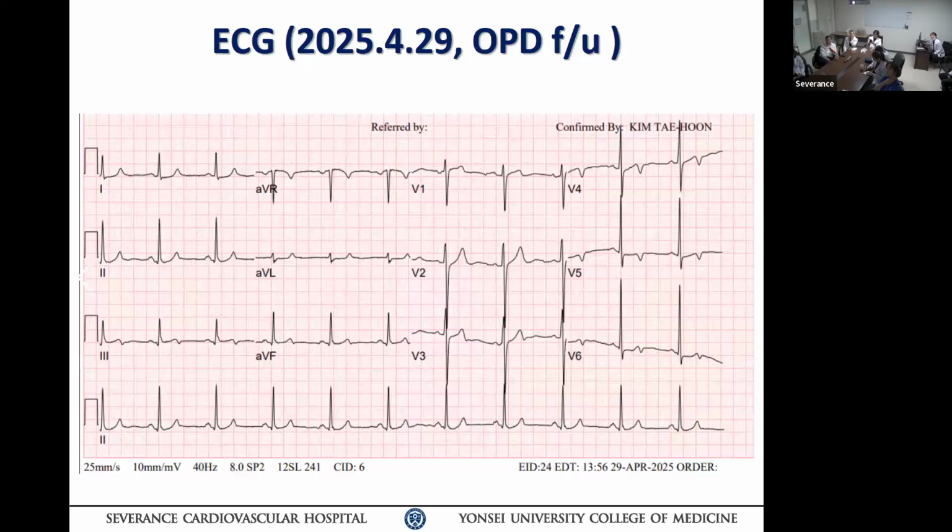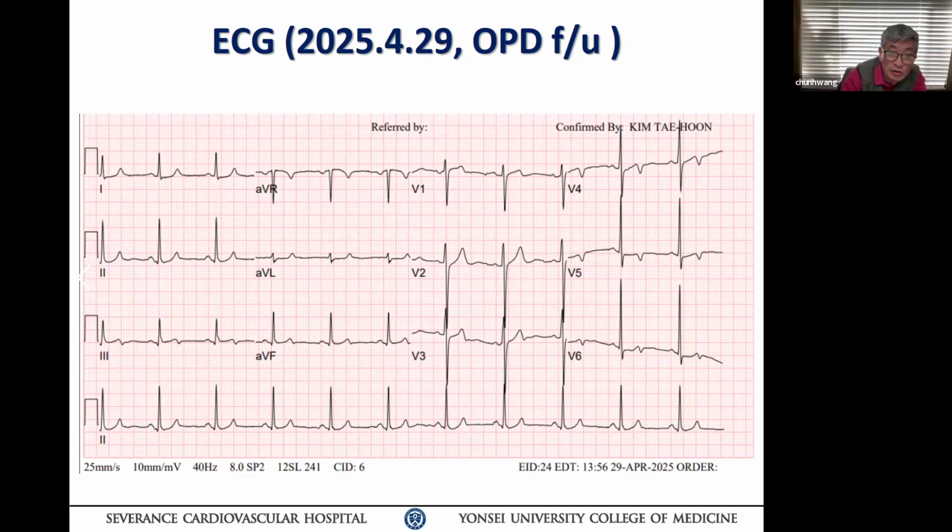The next ECG was taken approximately 2 weeks later when she came for her outpatient follow-up. It's getting better. This is most likely cardiac memory, which usually goes away in 3 to 4 weeks. If you want to speed up the resolution, sometimes an ACE inhibitor can help.